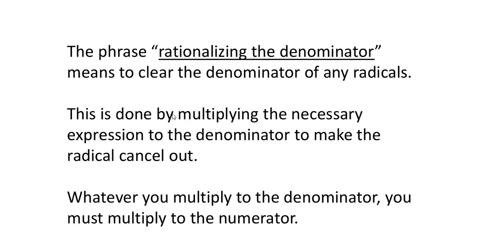This is done by multiplying the necessary expression to the denominator to make the radical cancel out. Unfortunately, you cannot use exponents to cancel out these radicals. So you can't just say square the square root to make it cancel out. That's not a valid way of changing a fraction. You have to do it through multiplication. So we'll have to figure out what do we multiply to this radical to make the radicals all go away in the denominator. And whatever we multiply to the denominator, we have to also multiply to the numerator to balance the fraction out. So let's take a look at a couple of examples.